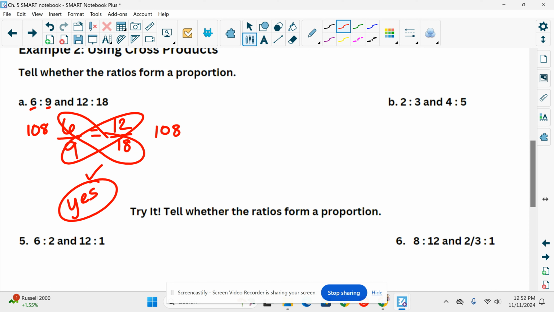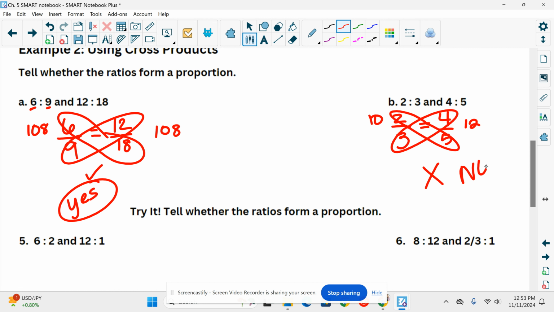So basically your calculator does most of the work today. You just have to set it up correctly. So if I have 2 to 3, does 2 to 3 show proportionality to 4 to 5? Well, 2 times 5 is 10, and 3 times 4 is 12. There's nothing I can multiply top and bottom by to get to 2/3 to get 4/5. So this is no. This is a big old not.